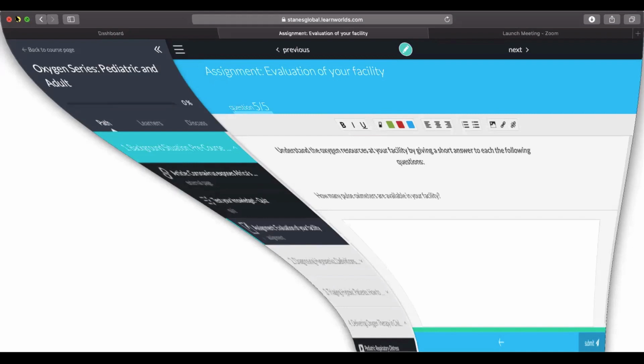We can start with the nasal prongs. The patients that can use nasal prongs include both children and adults. The flow is in liters per minute, so 1 to 5 liters per minute. Some people will say 1 to 6 liters per minute. The fraction of inspired oxygen delivered, or FiO2, is between 28% and 40%.